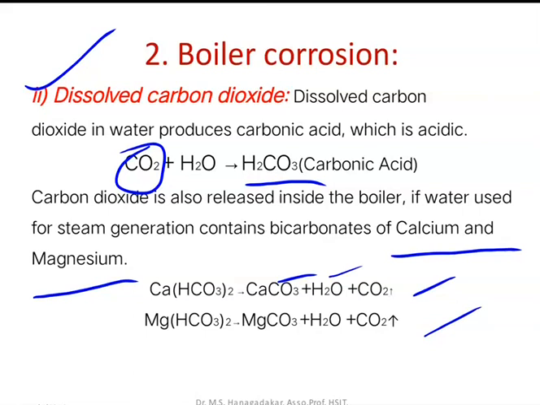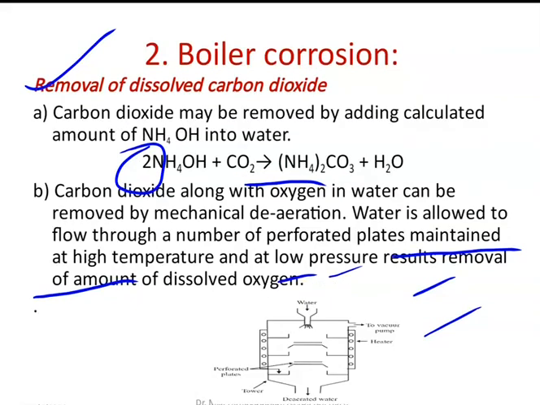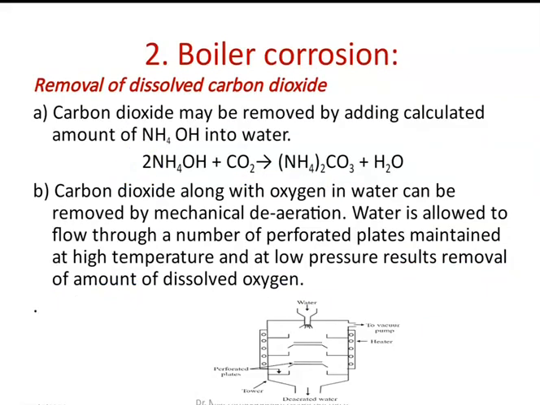If this is the reason for the corrosion by the carbon dioxide gas, then what are the ways we can prevent the carbon dioxide gas which makes trouble for the boiler? So the next part I am going to discuss now is removal of dissolved carbon dioxide in boiler feed water. The first one is, as we discussed for dissolved oxygen, similarly we can go for the chemical method for the removal of carbon dioxide gas.